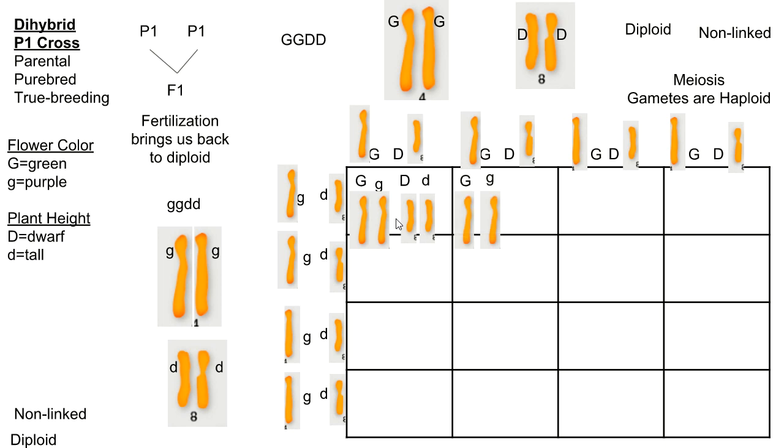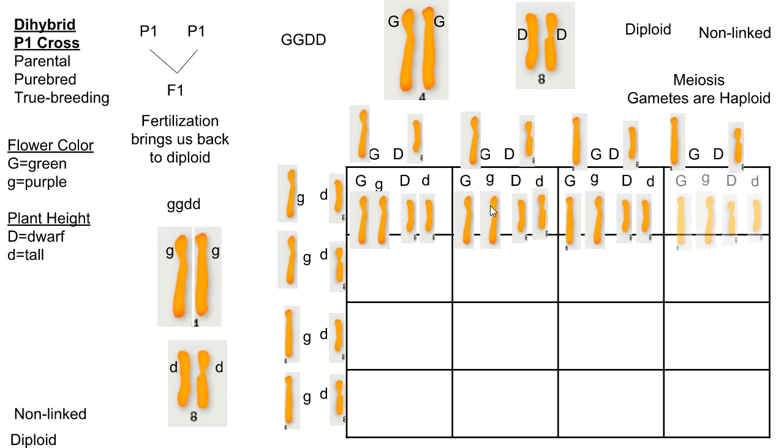And G goes with G, and D goes with D. We're matching up this column with this row. Those letters go in the box. And we do the same thing again and again.